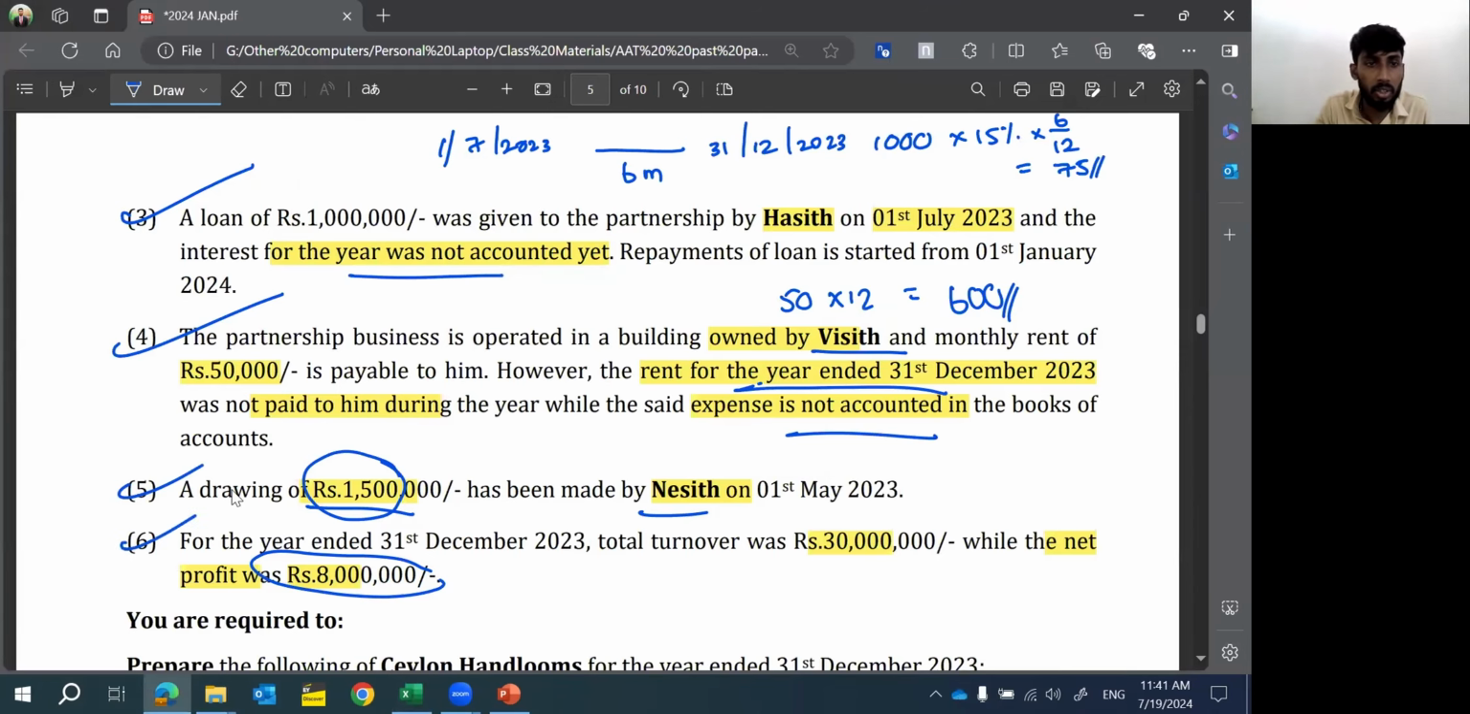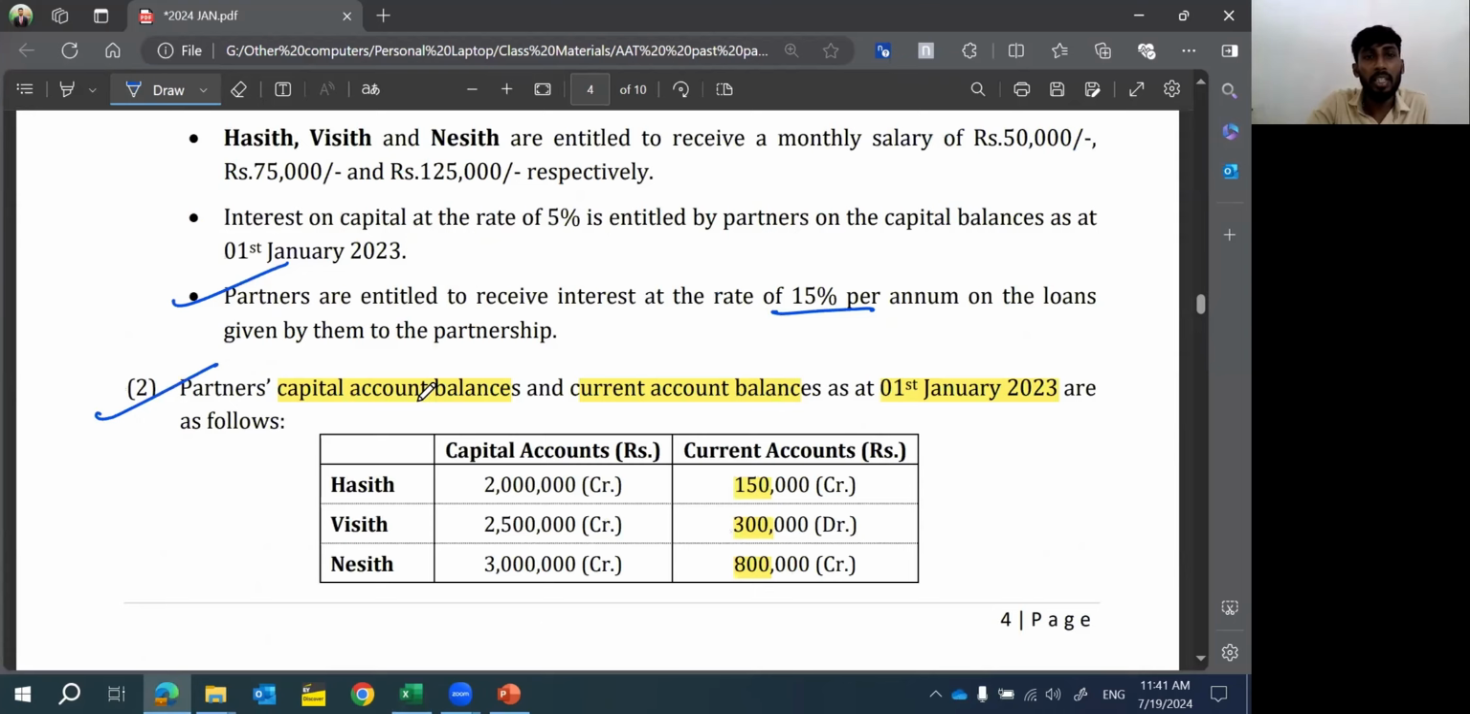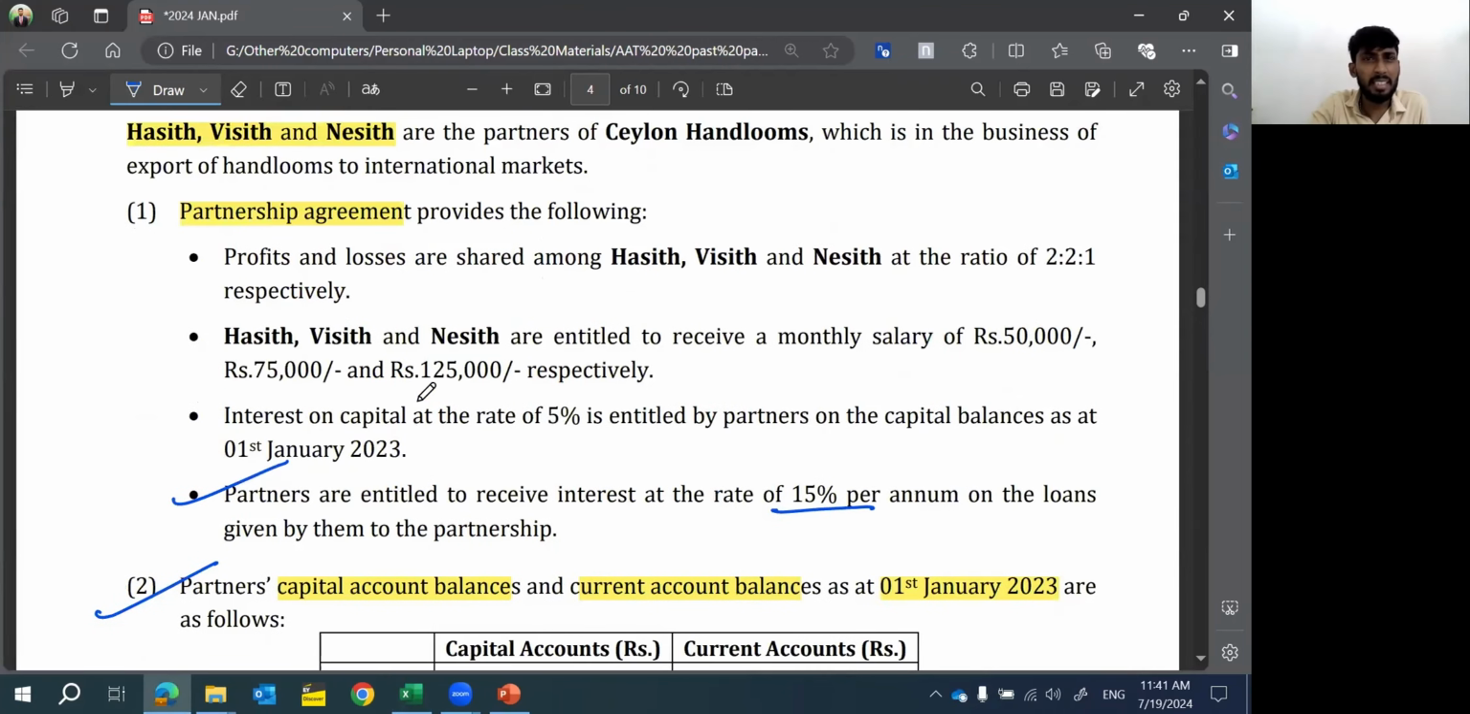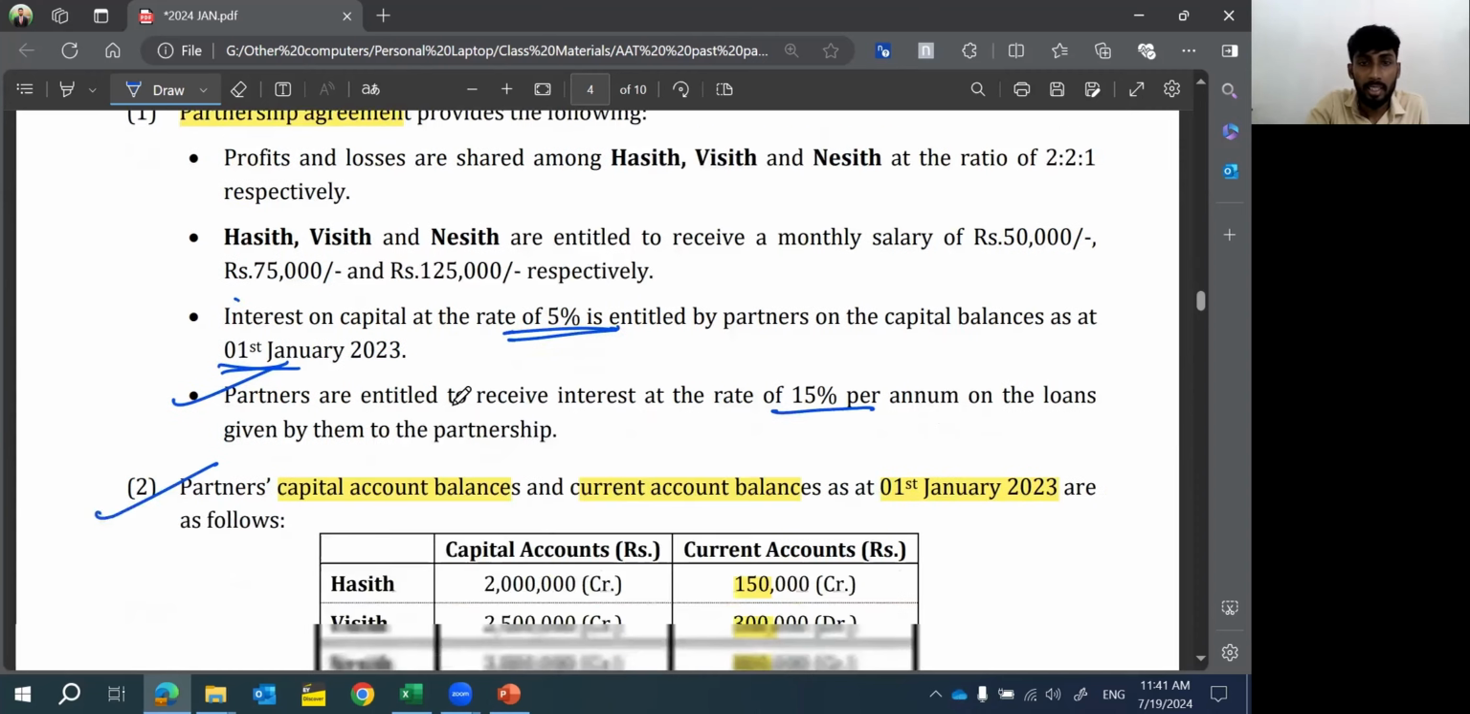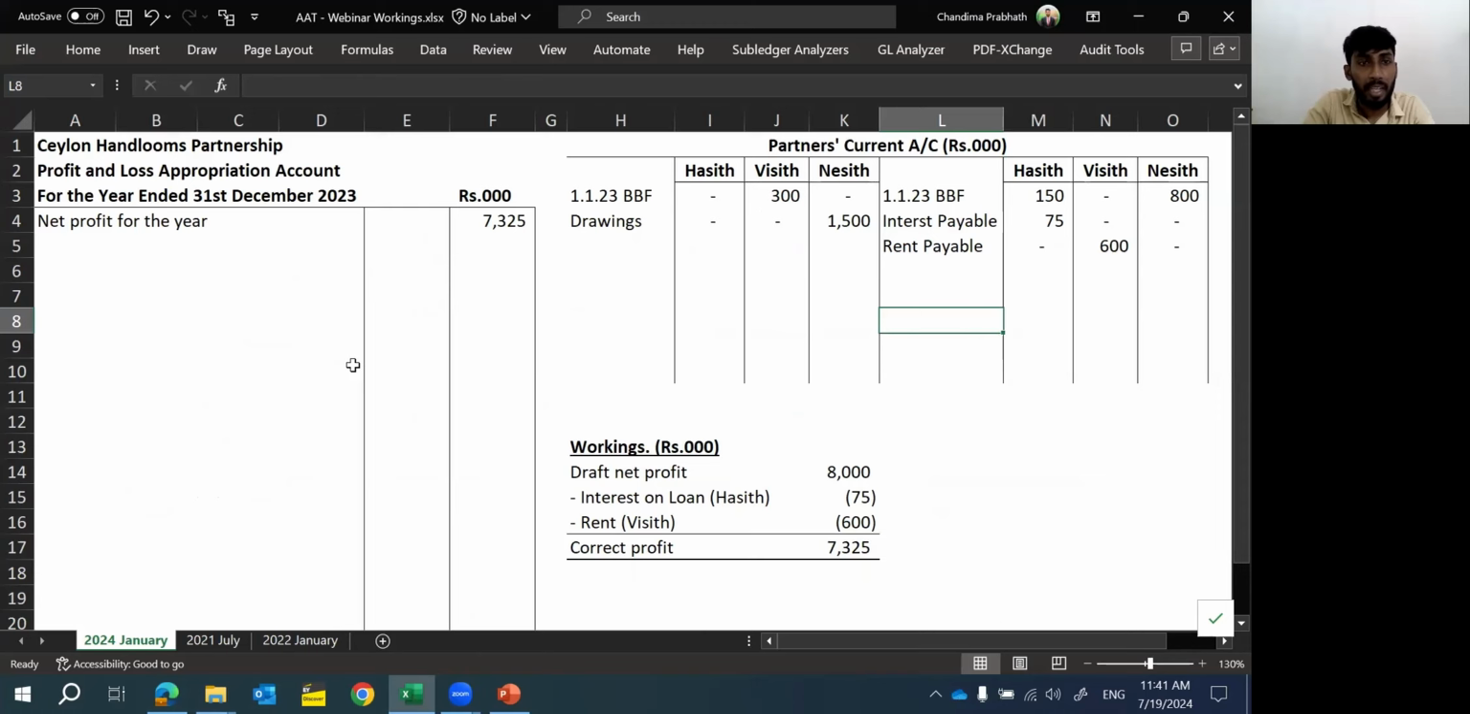Here the last one is also considered. Now what we have to do is only the profit appropriation. Those are very easy, my dears. How to do? First of all, I would give the interest on capital. So rate 5, the capital balances at 1st January 2023. First of all, I would put what? First one.